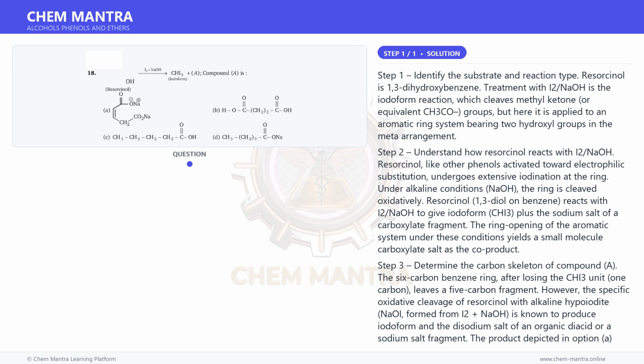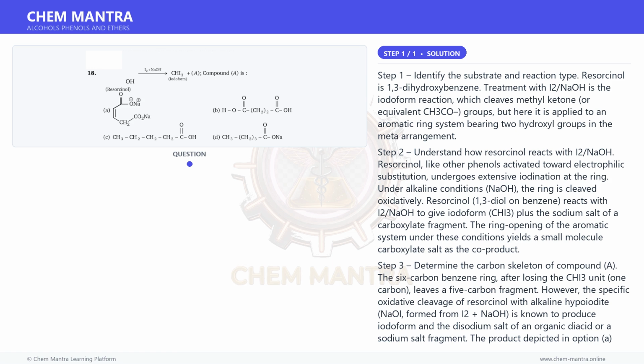The product depicted in option A shows a sodium enedioate, an unsaturated dicarboxylate sodium salt structure, consistent with incomplete oxidation of the ring and retention of the conjugated carbon skeleton from resorcinol after CHI3 loss. Step 4. Match with option A.